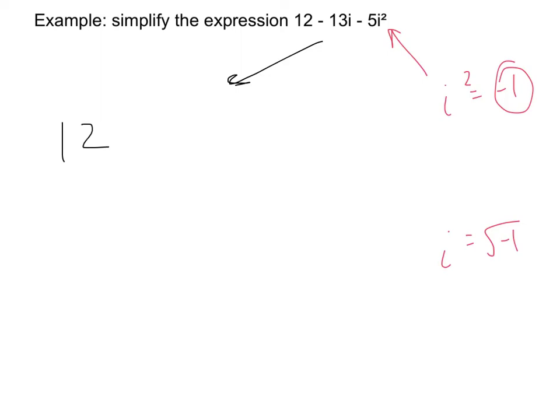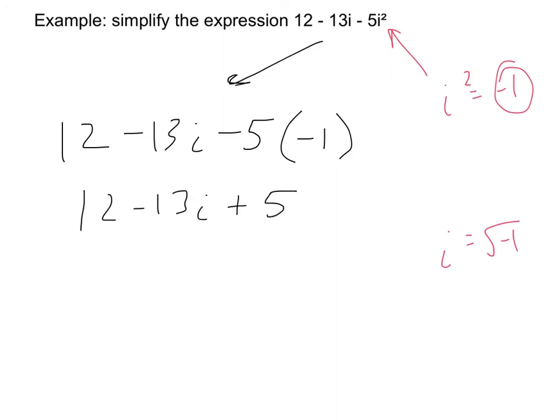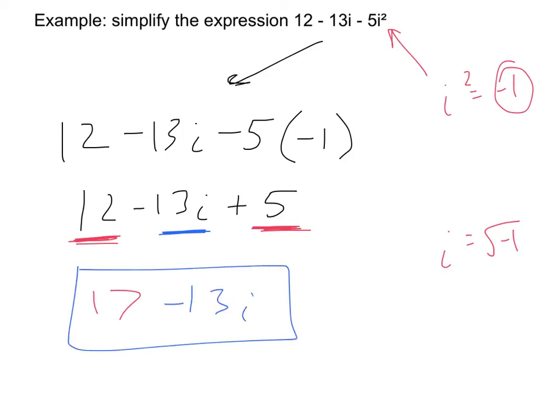Well, we'll leave the 12 alone. We'll leave the 13i alone. And then we'll have plus 5 times, well, i squared is negative 1. This gives me 12 minus 13i minus 5. Now again, we know that we can't combine the real numbers with the imaginary number, but we could put the two real numbers together. 12 minus 5 is 7, minus 13i, and this number is the same as the initial expression.